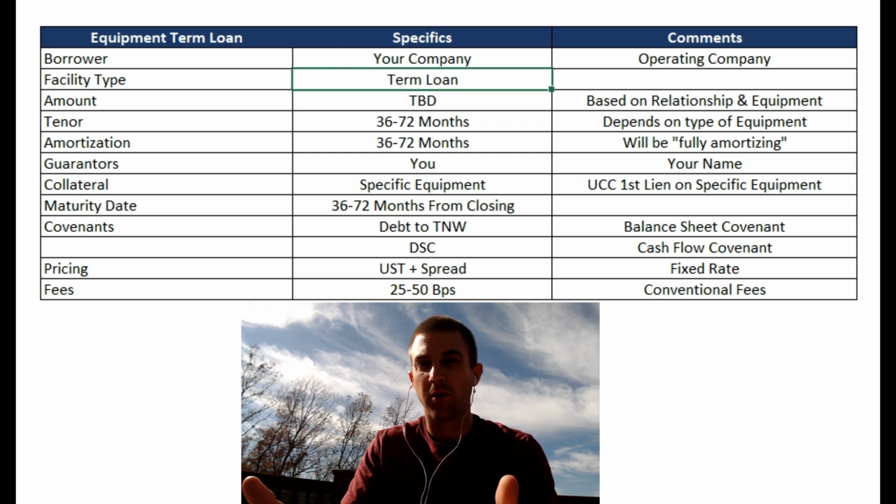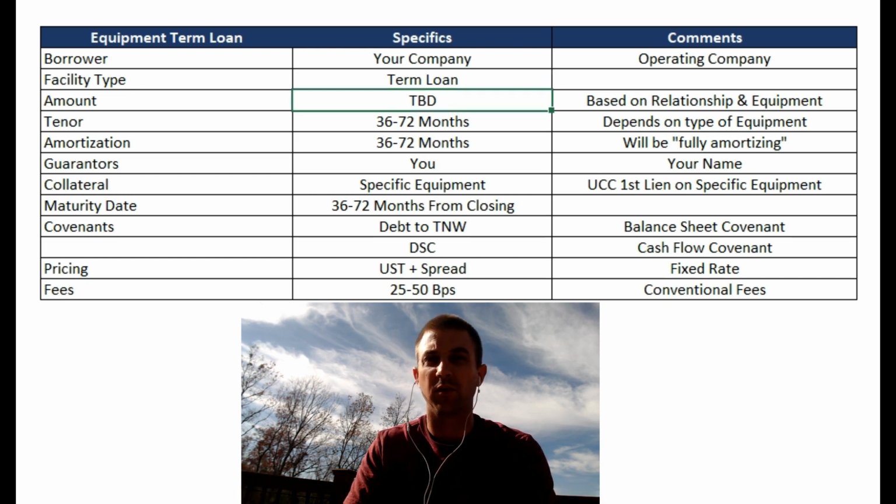First, your borrower. Who's your borrower? Your company. The company that is going to be using the asset is going to be the borrower for this particular facility. Next, you have your facility type, which I already talked about at the beginning of the video, which is a term loan. All right, now let's get into the nitty gritty here.